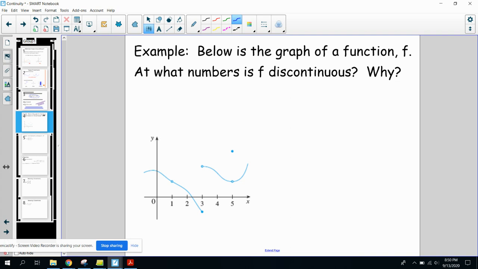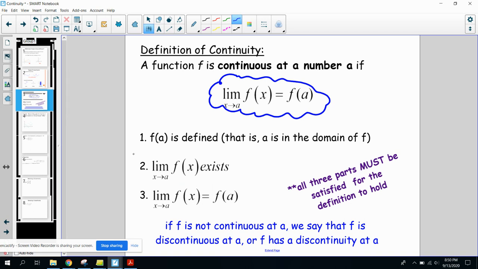Here we have a graph of a function f, and we want to know at what numbers f is discontinuous and why. What we're going to do right now is just make sure we understand these three points here. Using these three points, we're going to look at the graph again, and we're going to see what points are discontinuous and which of these three is the reason why it's discontinuous.